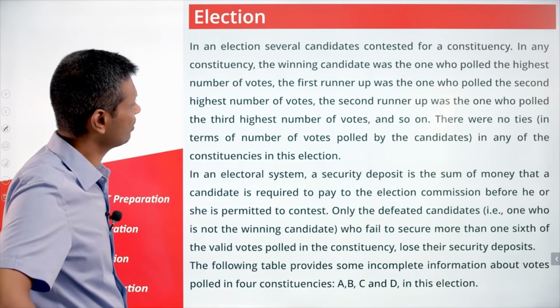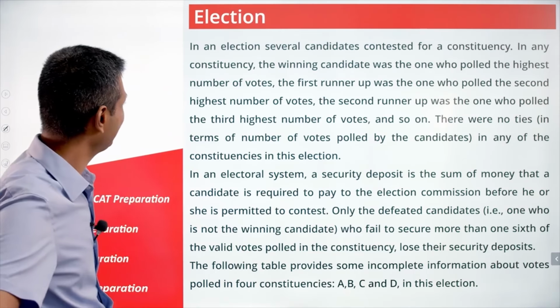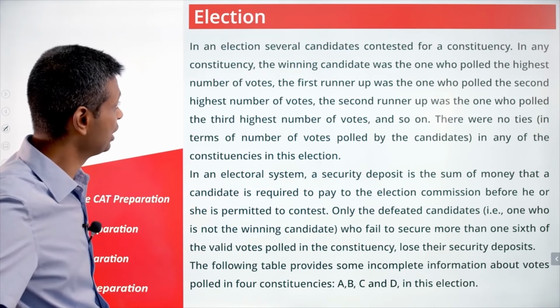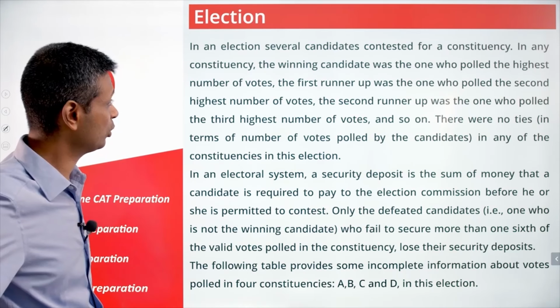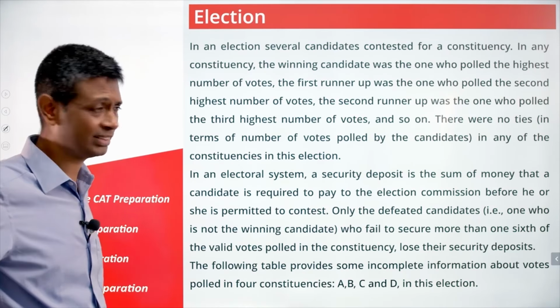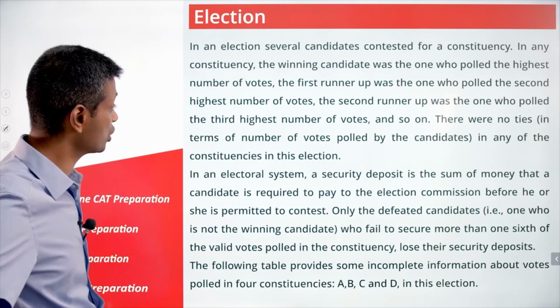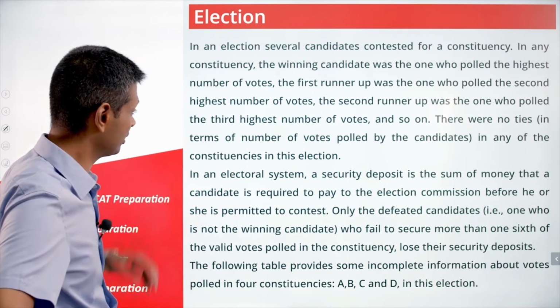Election. In an election, several candidates contested for a constituency. In any constituency, the winning candidate was the one who polled the highest number of votes. The first runner-up was the one who polled the second highest number of votes. The second runner-up was the one who polled the third highest number of votes, and so on. Nothing new here. There are no ties in terms of number of votes polled by the candidates in any of the constituencies in this election.